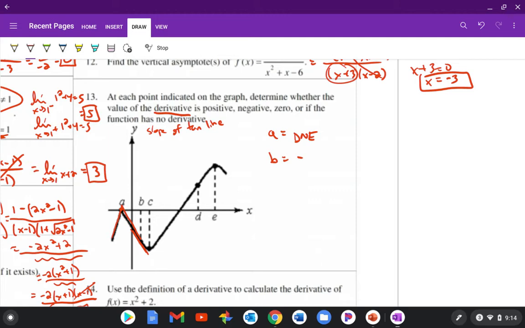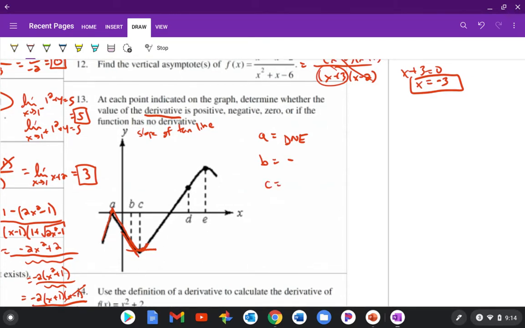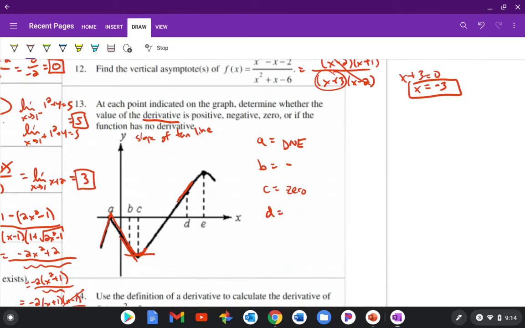At C, this one is more rounded. Again, it's kind of hard to tell. The tangent line would actually just look sort of like that. There would be a horizontal tangent line, which means that the derivative would be 0. The slope is 0 at that point. At D, it's going to be a positive tangent line. Basically, we're just looking at the slope of these lines. So that's positive. And at E, it is again going to be 0 because it is more of a rounded one. So the slope of the tangent line looks like that, and that is 0.